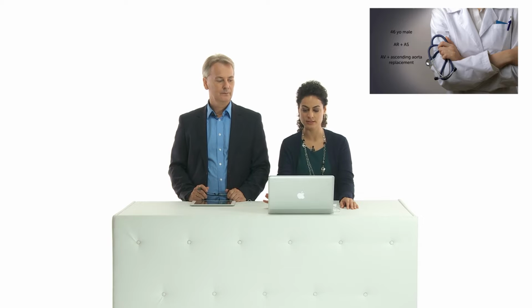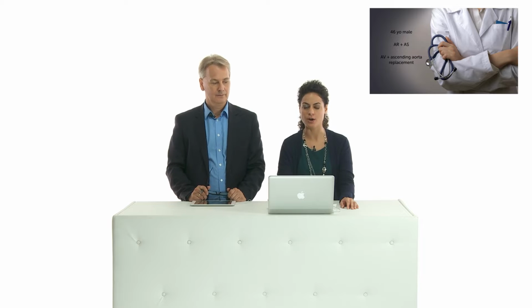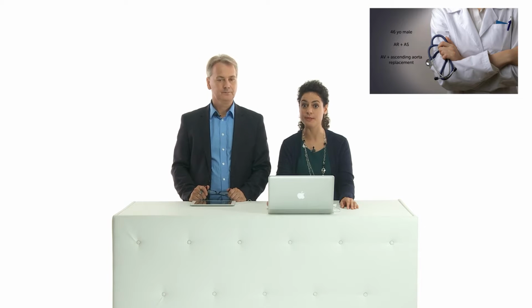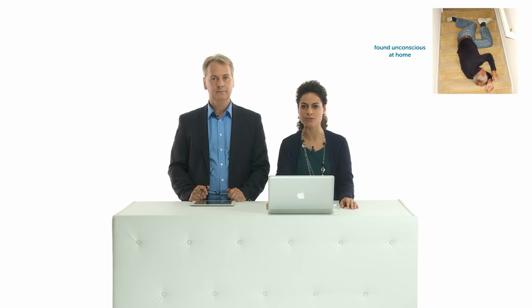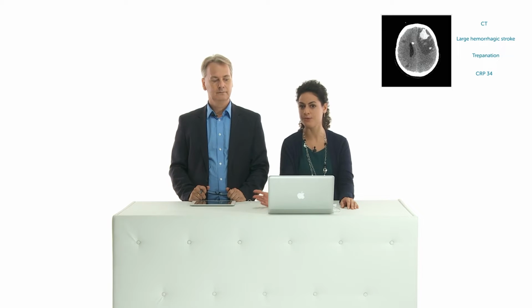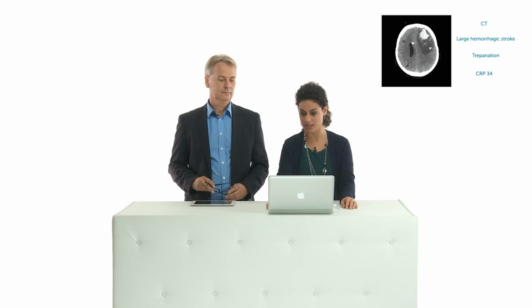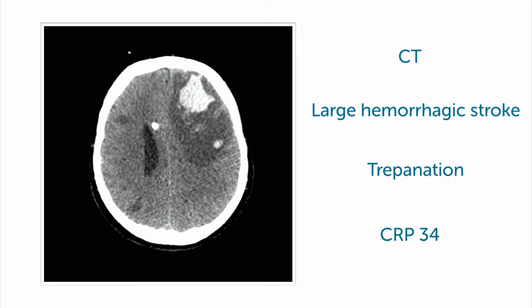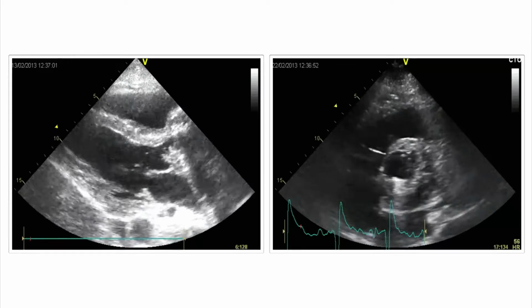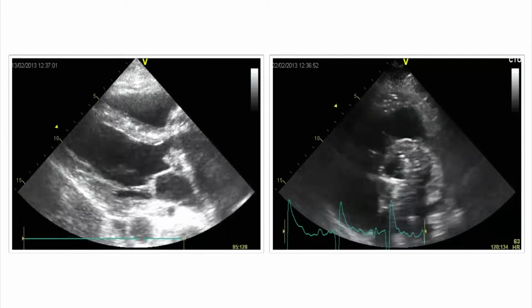A 46-year-old male who has a combined aortic valve disease, regurgitation and stenosis. He undergoes aortic valve and ascending aorta replacement and is found unconscious at home. He's brought to the clinic 3 months after the operation and CT showed a large hemorrhagic stroke. He had to undergo trepanation, his CRP was really high, and we performed an echo.